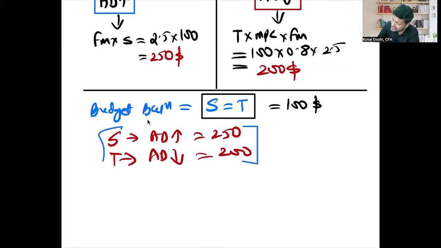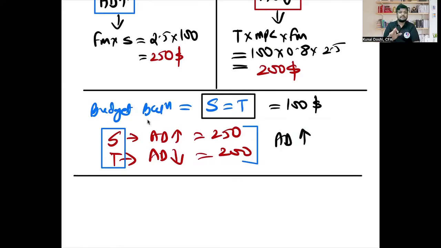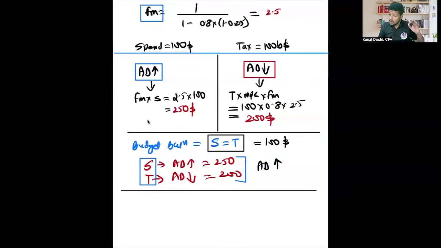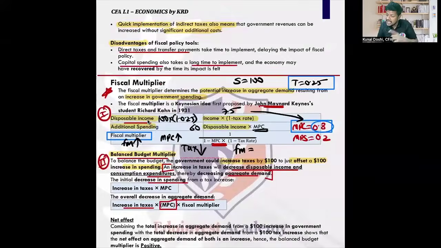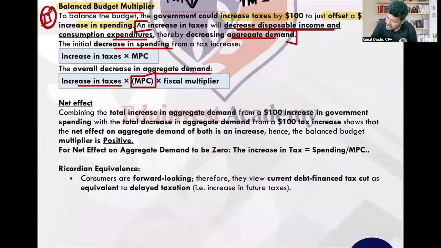Overall, even if the budget is balanced, what is happening? The net aggregate demand is always increasing. This is not mathematics. This is economics. The net effect is that even if you balance the budget, combining the total increase in aggregate demand due to $100 spending by the government and the decrease in demand due to $100 taxes, the budget is balanced.